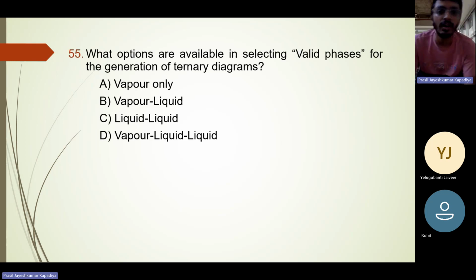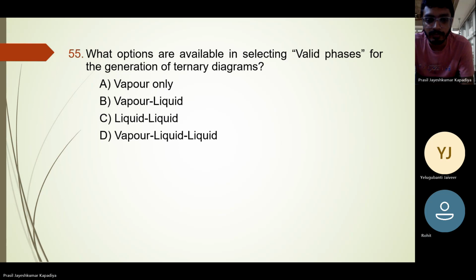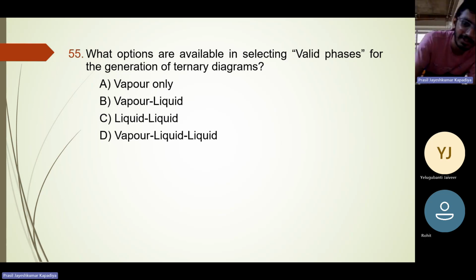What options are available in selecting valid phases for generation of a ternary diagram? This is vapor-liquid-liquid. Okay, so tough. What did we say? We have done it, but we don't remember now. Okay, just check it. It should be vapor-liquid-liquid. Okay.